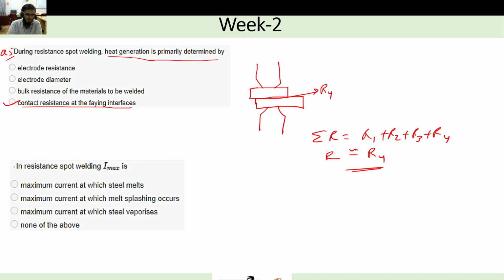Good. We'll solve question number 6. In resistance spot welding, what is Imax? Maximum current at which steel melts, maximum current at which melt splashing occurs, maximum current at which steel vaporizes, or none of the above.